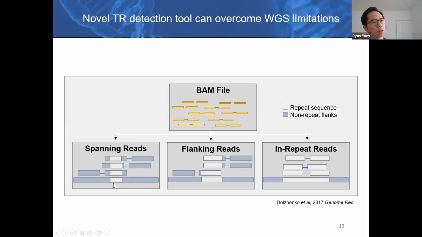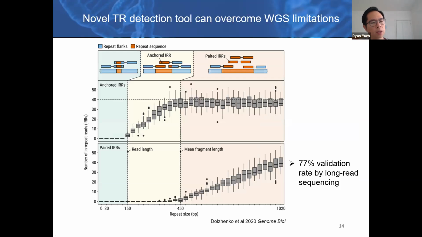This method actually existed even before this paper came out. But it is really this part, the flanking reads and the in-repeat reads, that makes a difference, especially the in-repeat reads where the entire read will be covered by repeats. So the method includes all these repeats and summarizes them in each locus to estimate the repeat length. And it proved to be quite accurate.